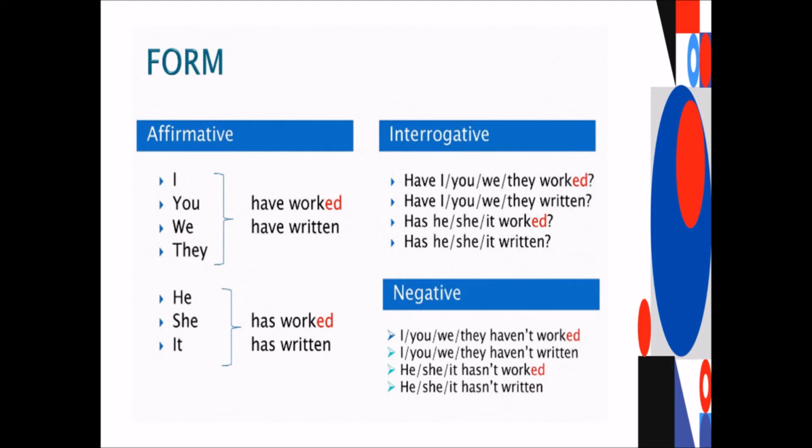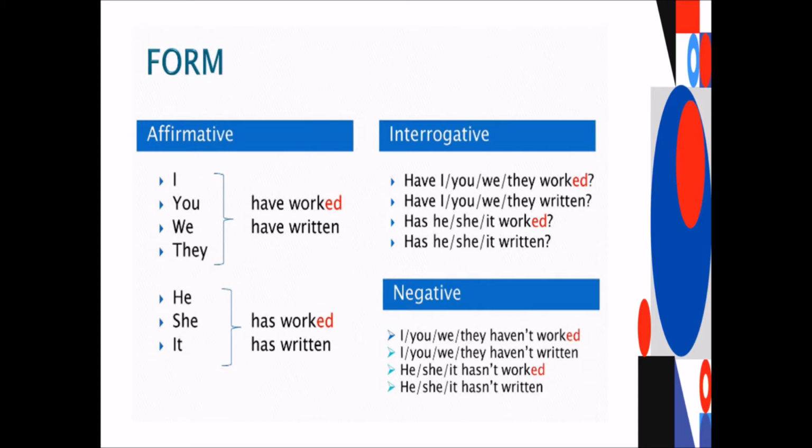So, for affirmative sentences, I said I have the subject, I, you, we, they. For these ones, we have to use have, all right? So, I have worked, you have worked, we have worked, they have worked, all right? Then we have an irregular verb that is written. I have written, you have written, we have written, they have written, okay?